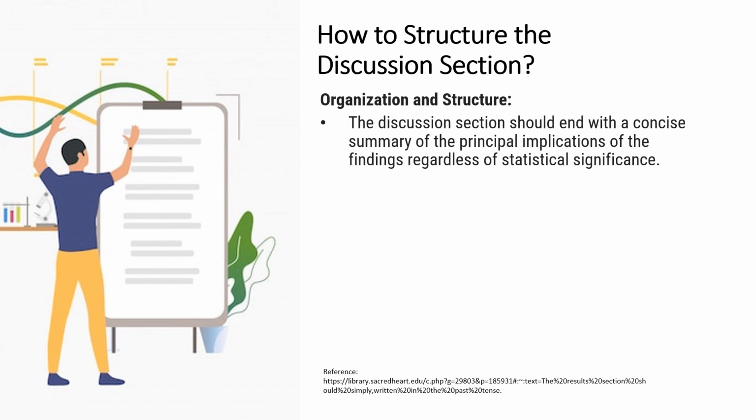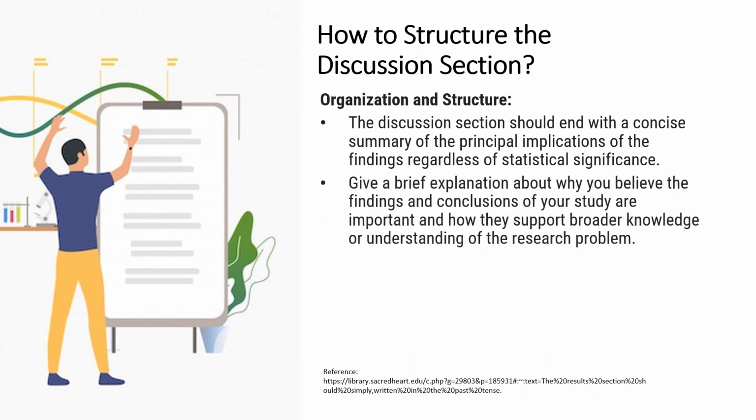Also, the discussion section should end with a concise summary of the principal implication of the findings, regardless of the statistical significance. So give a brief explanation about why you believe the findings and conclusions of your study are important and how they support broader knowledge or understanding of the research problem. So now we are talking about the end part of your discussion. This can be followed by any recommendations for future research.